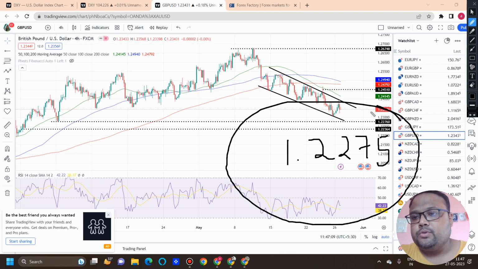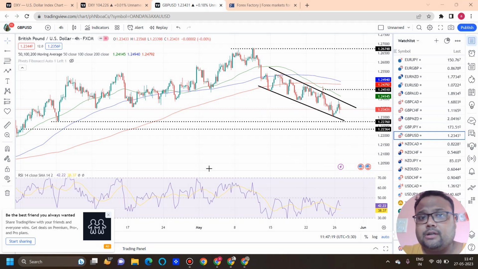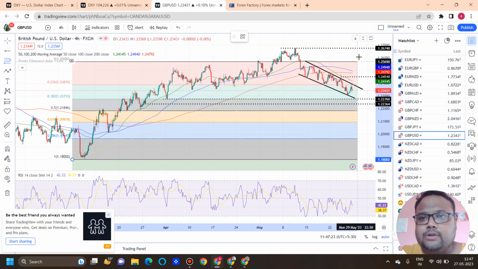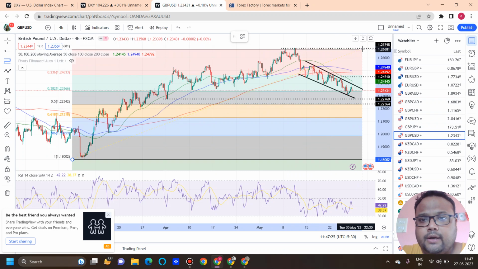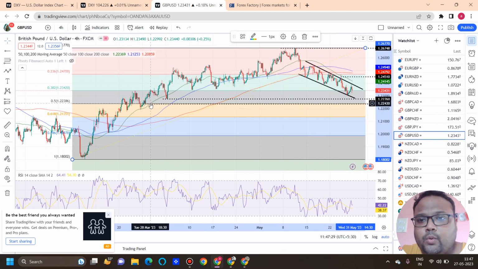So 1.2275 is the next level where we should be keeping our eyes, and the second support is around 1.2236. These are the two levels on the chart of GBPUSD right now. If you're wondering why we're considering these two levels, then let me show you. Here we have the Fibonacci retracement, and you can see that around 1.2236 we have the Fibo 50 level.